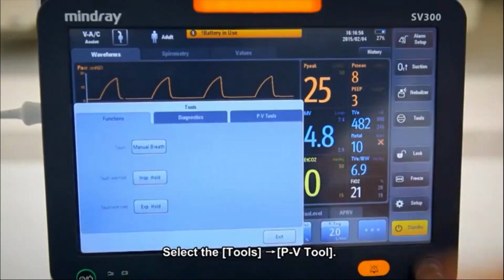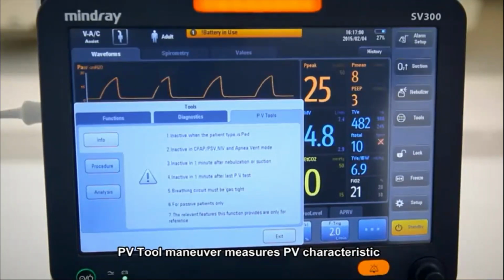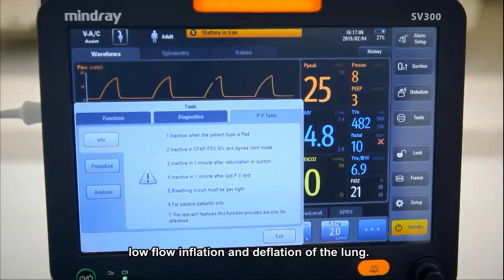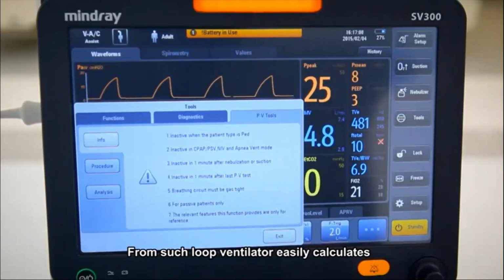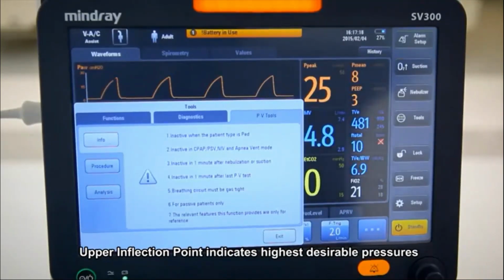PV tool. Select the tool's PV tool. PV tool maneuver measures PV characteristic of the lung loop, with constant low flow inflation and deflation of the lung. From such loop, ventilator easily calculates upper inflection point, lower inflection point, and expiratory inflection point.